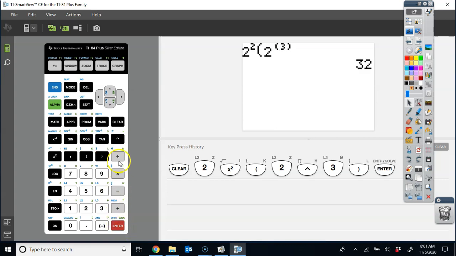Press enter, and I get 32. And sorry about that little weird parentheses going on there. I forgot to take it out of the exponent. Now, that's not bad. I'm not saying that's terrible to type in. Don't get me wrong. I'm not saying that you can't type that in.